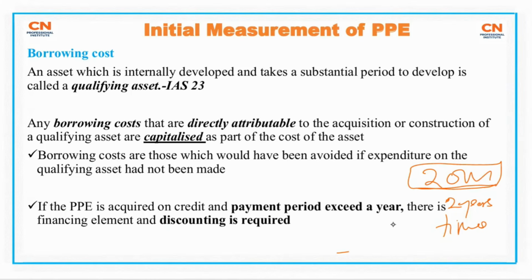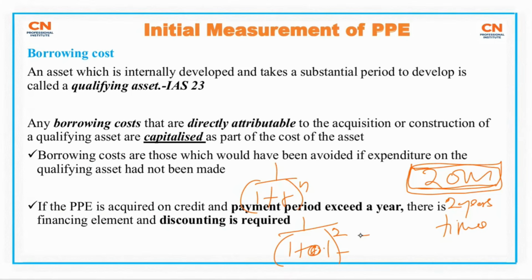So you can't record this 20 million as the cost of the PPE. You are wrong. It should be discounted to present value using 1 over 1 plus the discount factor. You are going to have 1 over 1 plus, let's say, 0.1 raised to the power of 2. You have to discount it. So let's assume after discounting the 20 million, I'm just assuming, we get something like 5 million, or let me say 50 million.